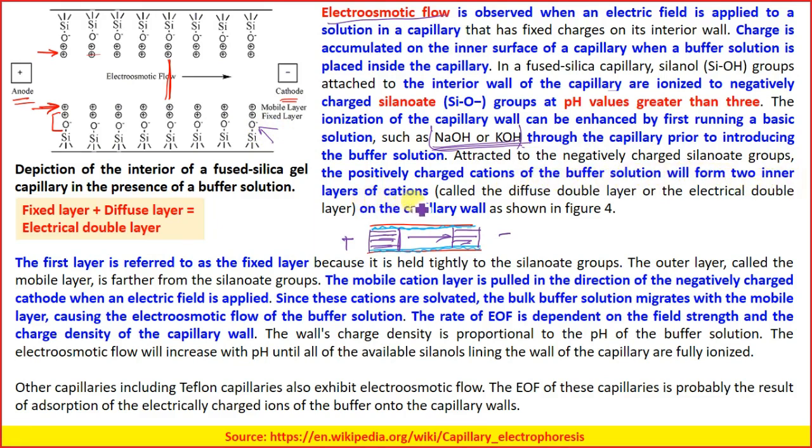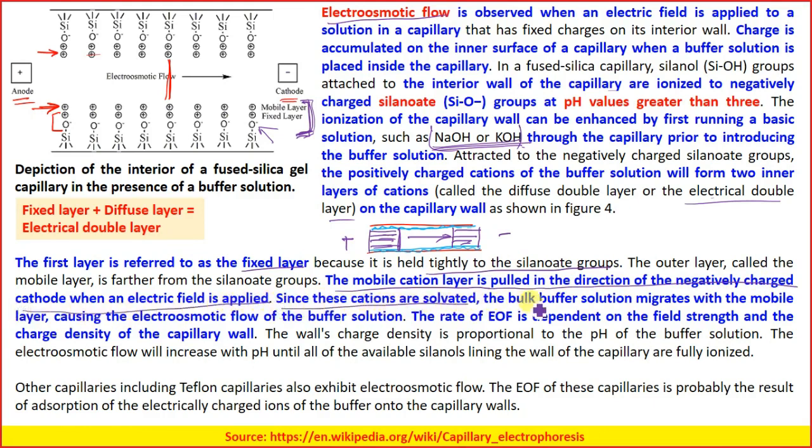Attracted to the negatively charged silanoate groups, the positively charged cations of the buffer solution will form two inner layers of cations, called the diffuse double layer. This is regarded as the electrical double layer on the capillary wall, as shown in the figure. The first layer is referred to as the fixed layer because it is held tightly to the silanoate groups. The outer layer, called the mobile layer, is further from the silanoate groups. The mobile cation layer is pulled in the direction of the negatively charged cathode when an electrical field is applied.